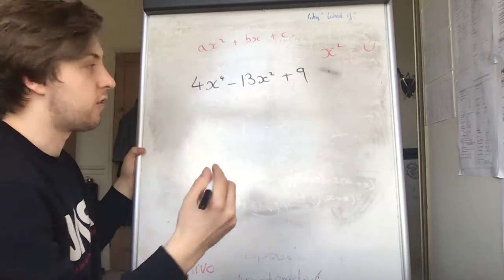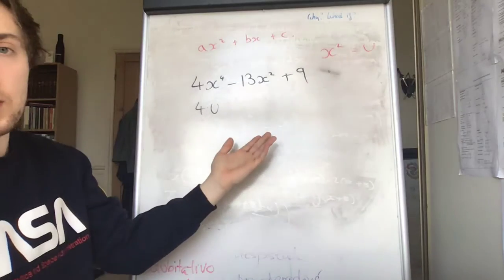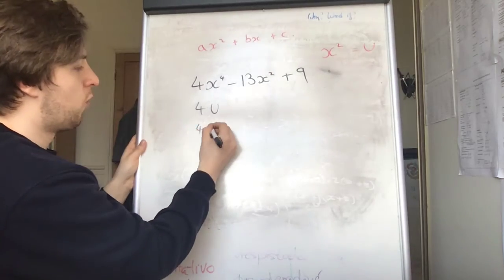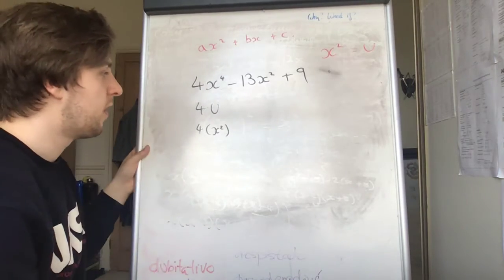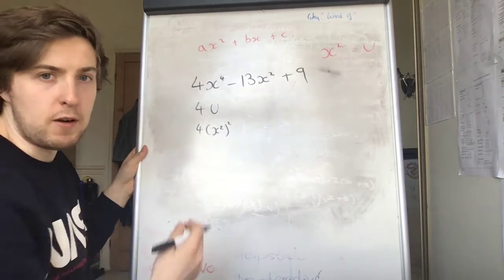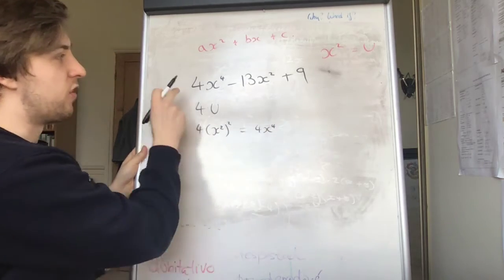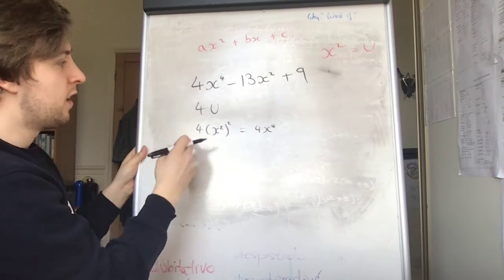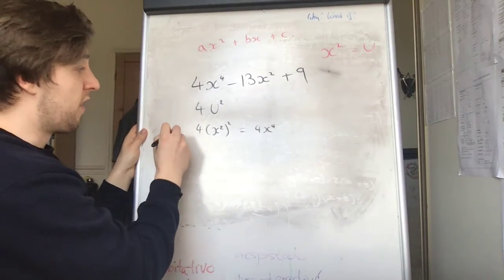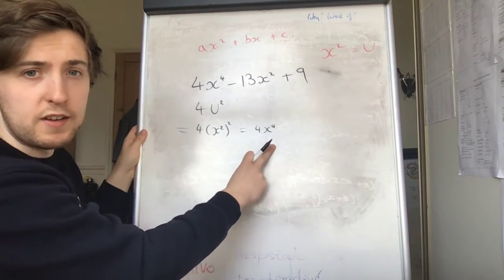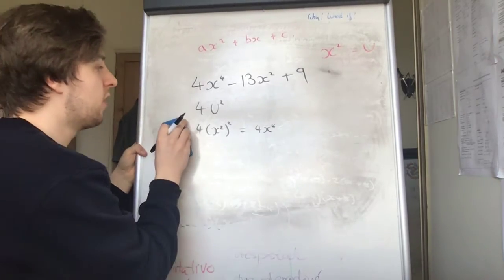So, watch this. If I said 4u, well, 4u using this would be 4x squared. Those are the same things. 4u and 4x squared are the same. Now, if I did 4x squared to the power of 2, that equals 4x to the power of 4, which is this number up here. Same thing here if I go 4u squared, that would be equal to this, which is therefore equal to that. So 4u squared is equivalent to 4x to the power of 4.